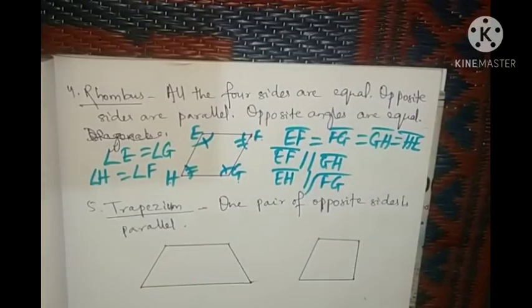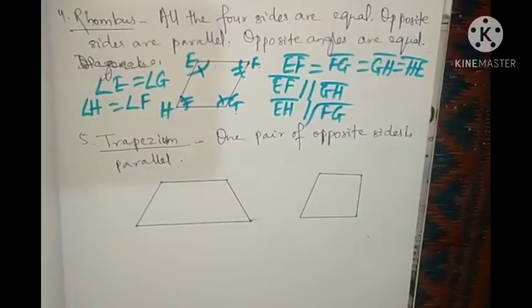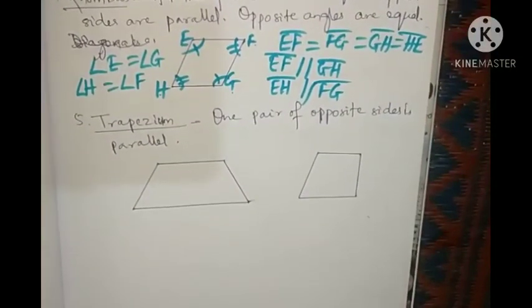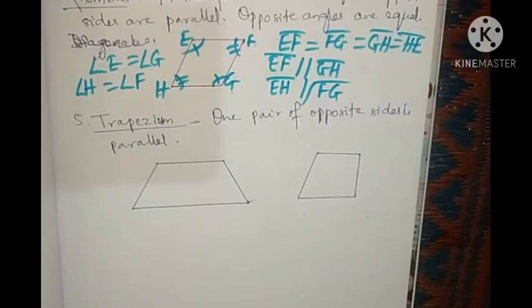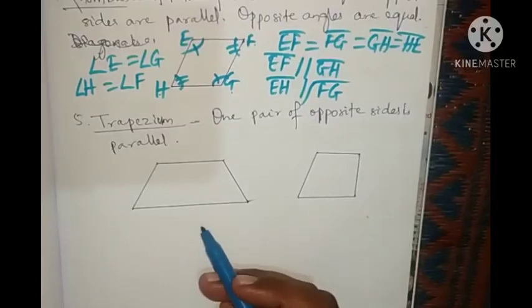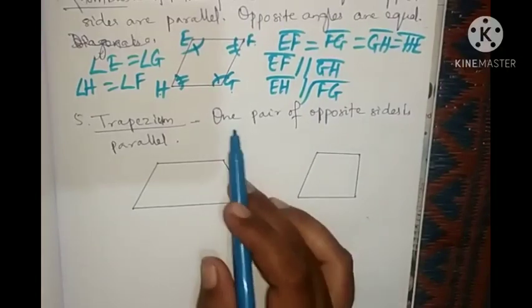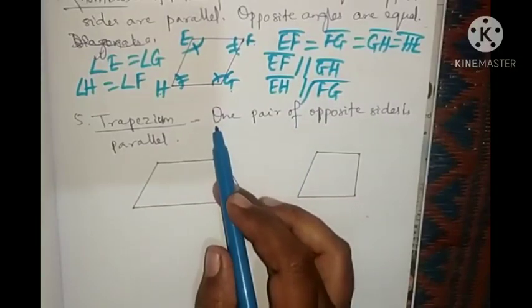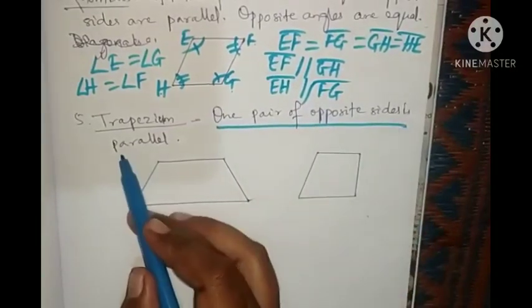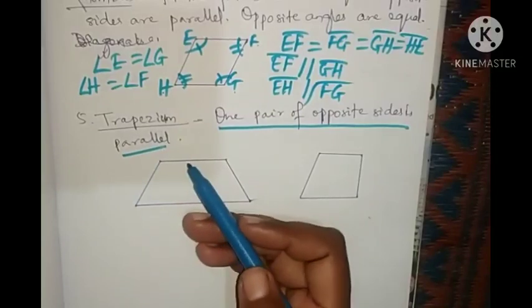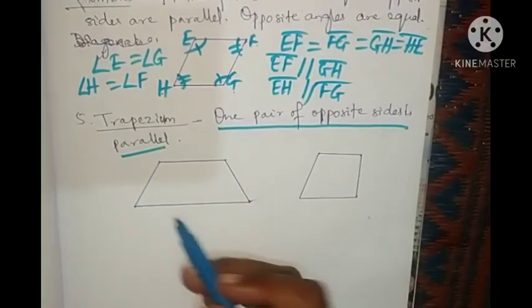Okay. Next is trapezium. A trapezium is a quadrilateral, a polygon where one pair of opposite sides is parallel. Only one pair. Okay. Look at here.